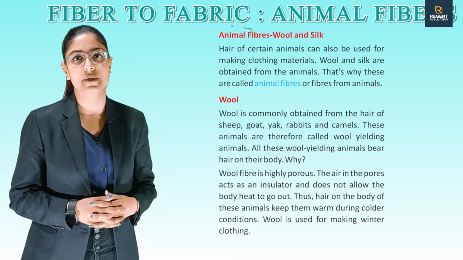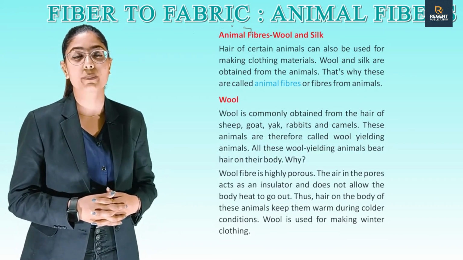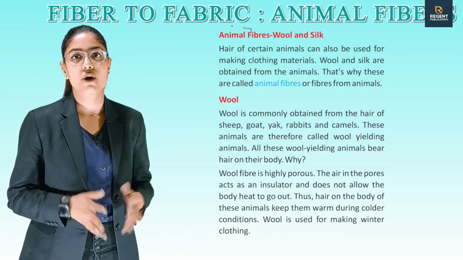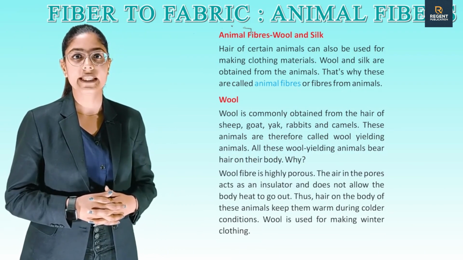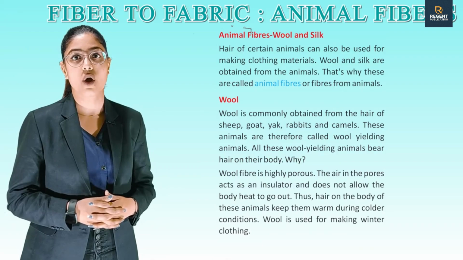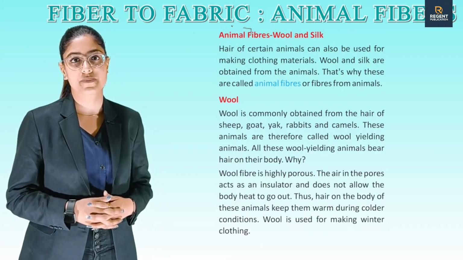Hair of certain animals can also be used for making clothing materials. Wool and silk are obtained from the animals. That's why these are called animal fibers, or fibers from animals.